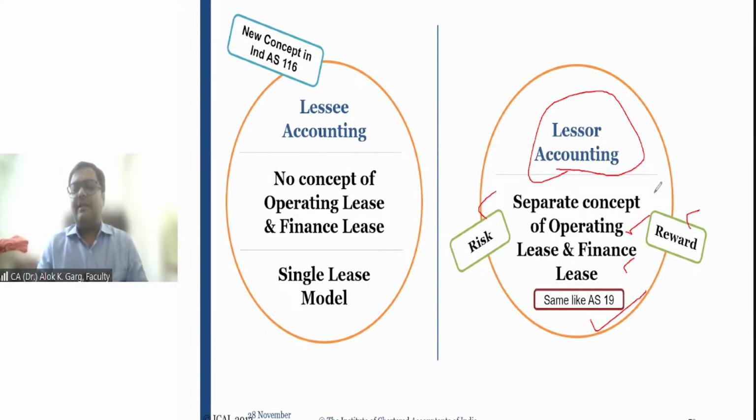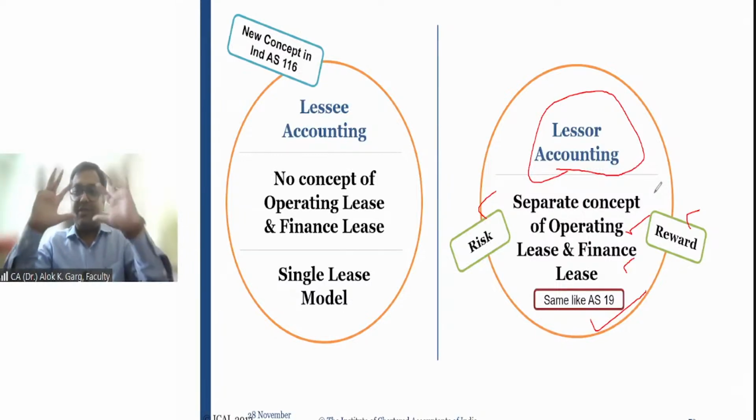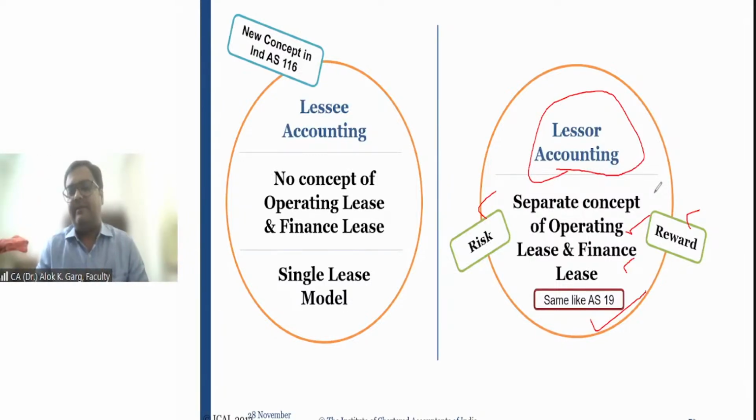Sir, what we were doing in AS 19. So first of all, let me show you the picture of AS 19, right? In AS 19, there were operating lease and finance lease from lessor perspective as well as from lessee perspective, right? In Ind AS 116, from the lessee perspective, there is only one lease.